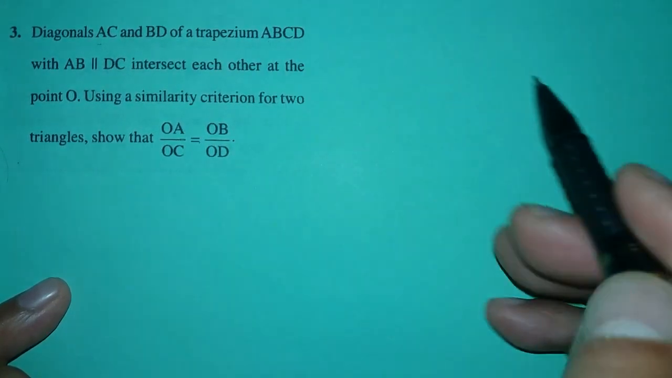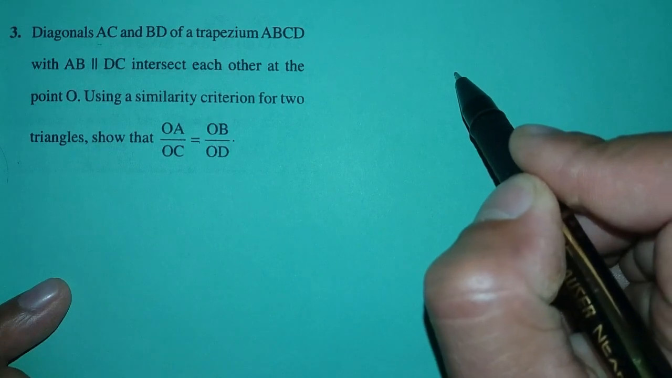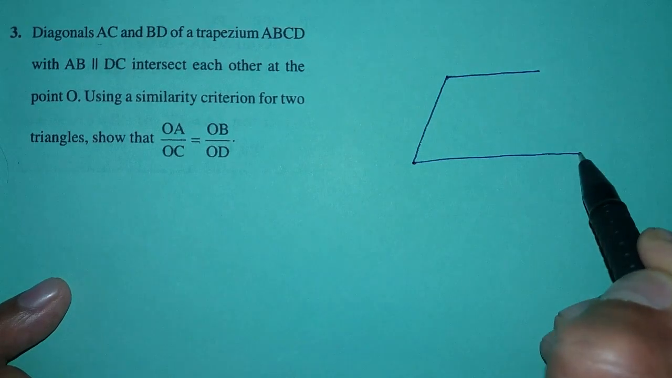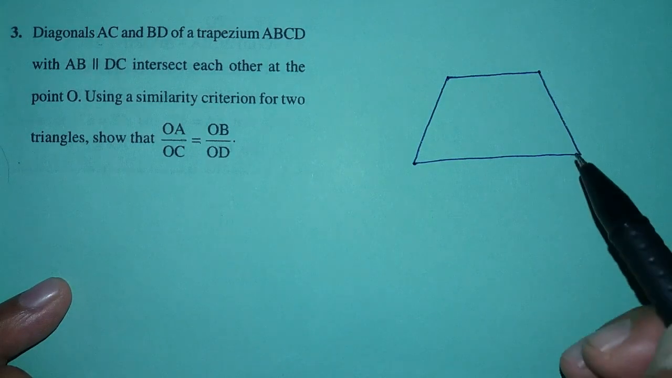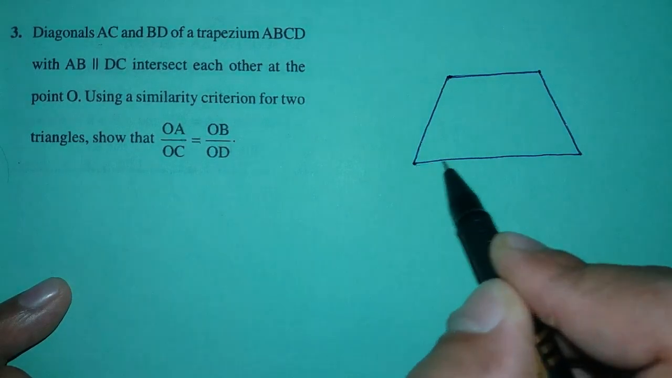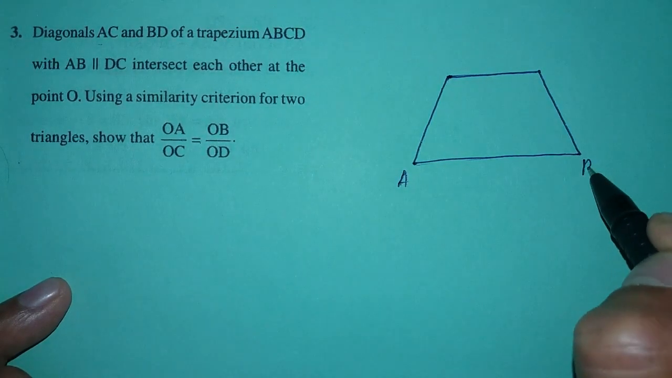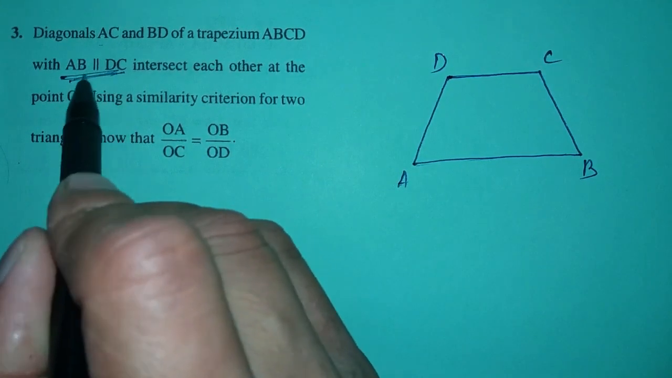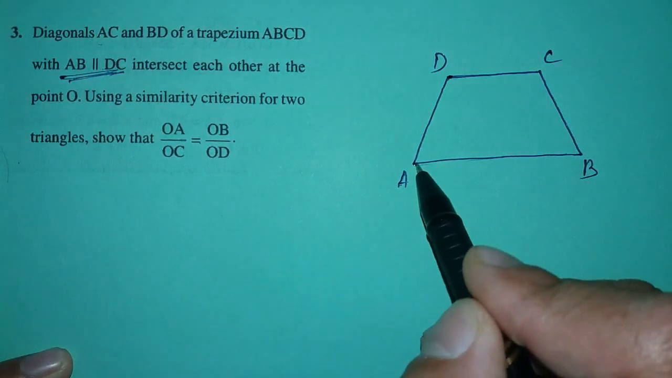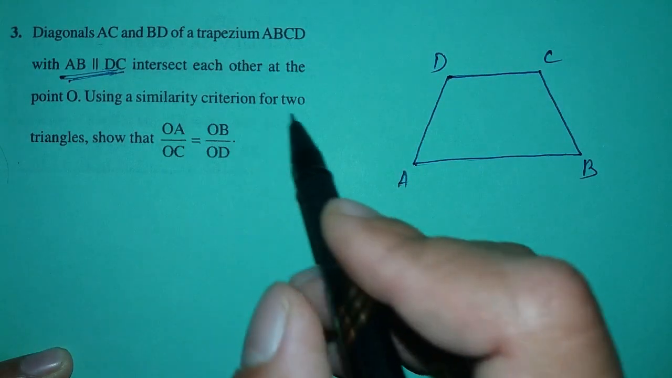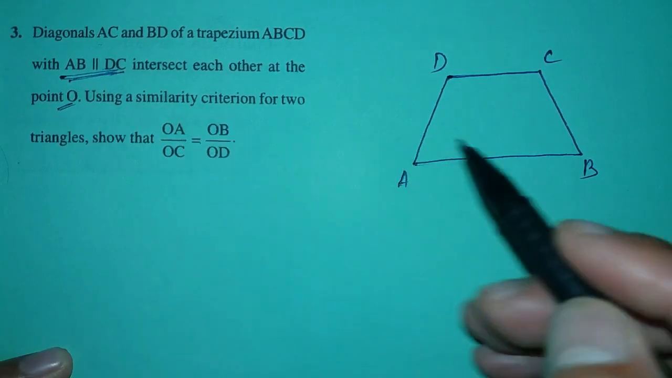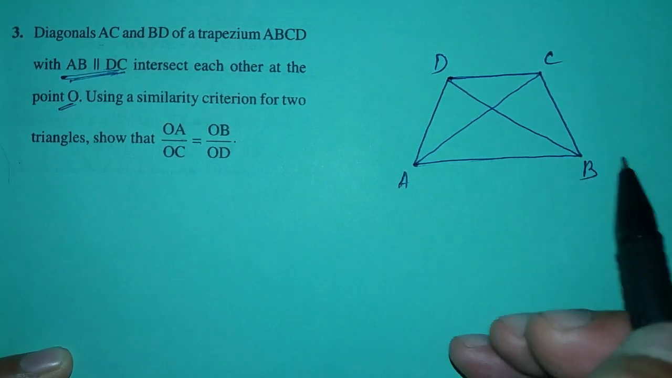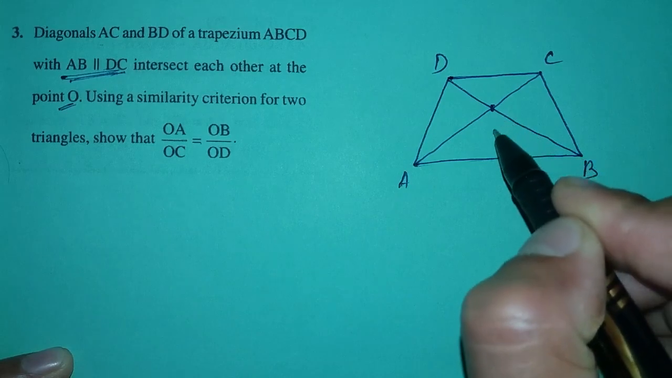Now ABCD is a trapezium. Okay, let's draw the trapezium here. A trapezium is a type of quadrilateral in which two of its sides are parallel. So these two sides are parallel here, A, B, C, D, and the question says AB and DC are the parallel sides, that is AB is parallel to DC. Now the diagonals intersect each other at the point O. So let's draw the diagonals. This is one of the diagonals and this is the other diagonal. Now they are intersecting at this point O.